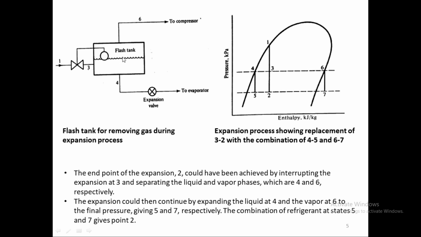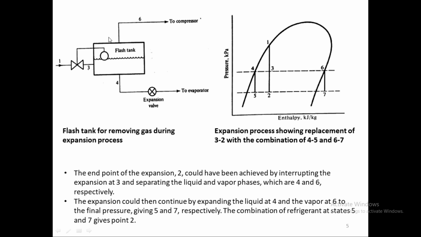So it will be coming here at the flash tank, and then the gas or the vapor will be going to point 6 right here into a compressor, and the liquid will go to the expansion valve to the evaporator. State 4 is the saturated liquid, and it will go to the evaporator from here. So at point 3 we are splitting the gas and the liquid. Gas will go first into the flash tank, and from the flash tank to the compressor at point 6, and the liquid will go to point 4, then the expansion valve, and go to the evaporator. So that's the idea.